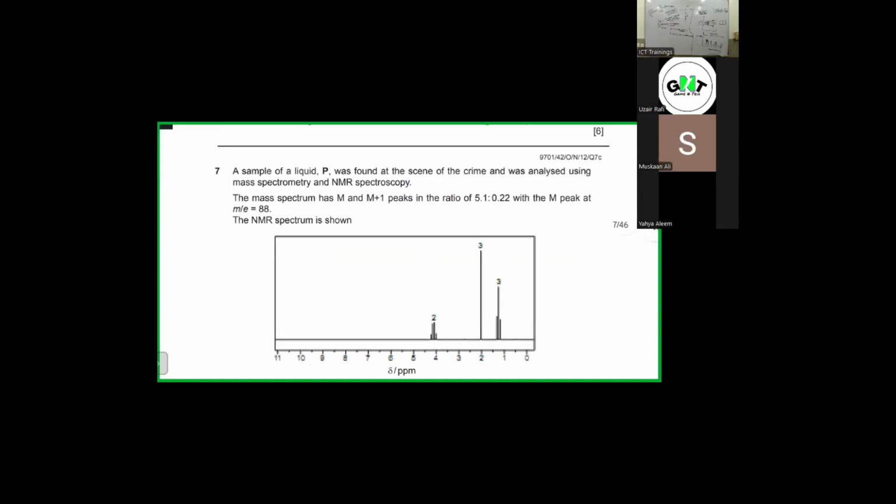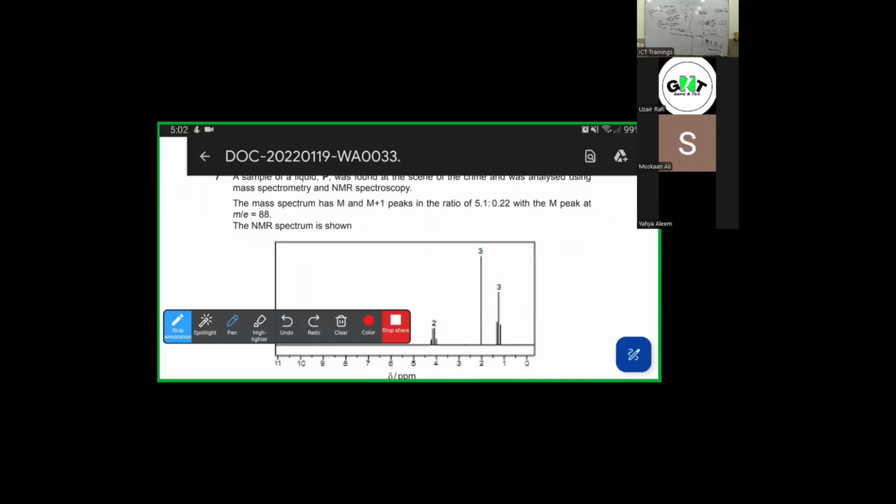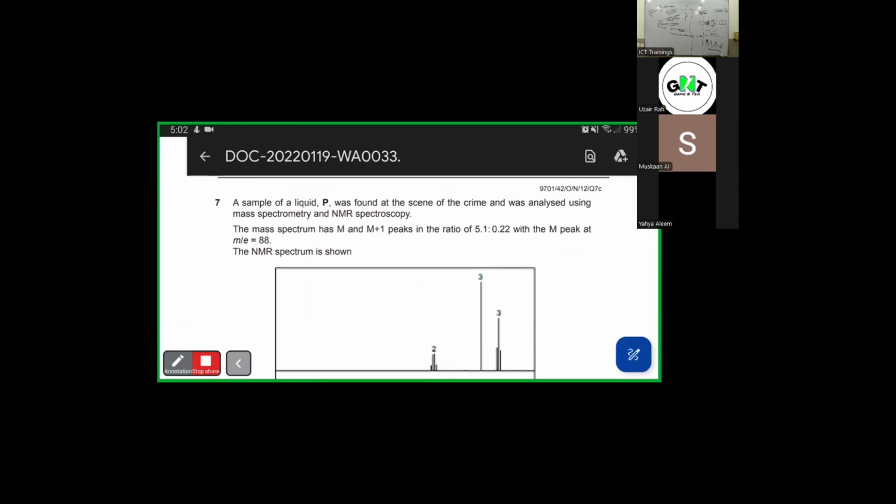Yes, sir. Okay, my dear students. So let's discuss the structure of this one. Let me solve this question first of all for you. He has said a sample of a liquid P was found at the scene of the crime and was analyzed using mass spectrometry and NMR spectroscopy. The mass spectrum has M and M plus 1 peaks. So by using this one, first of all, we can find out the number of carbons.